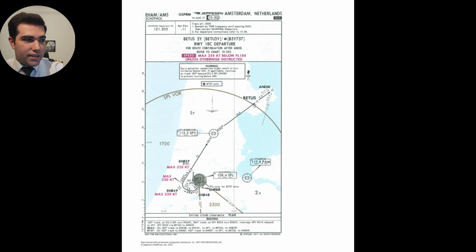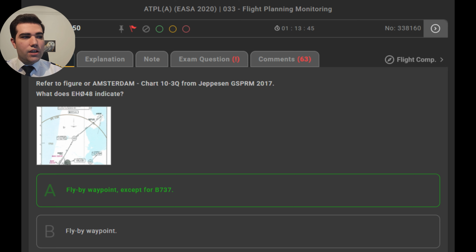Another way to understand that: if there is a circle on the waypoint, basically it's a flyover waypoint. If it's flyby, it will just have the star over there and you just need to fly by it. And since it's given Boeing 737, especially for Echo Hotel 080, we can just say except for Boeing 737, and this is basically it.